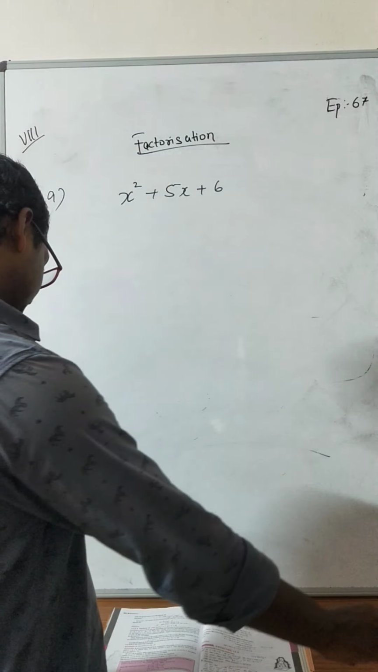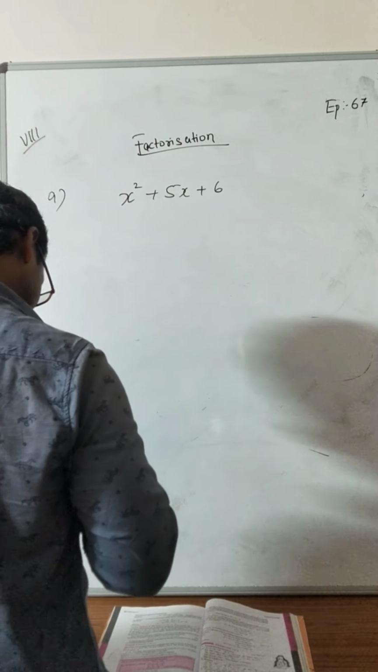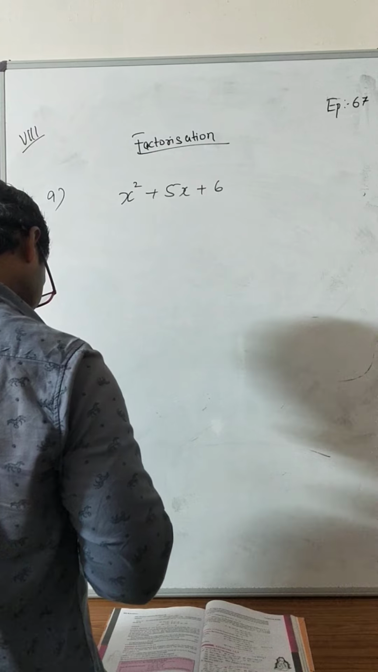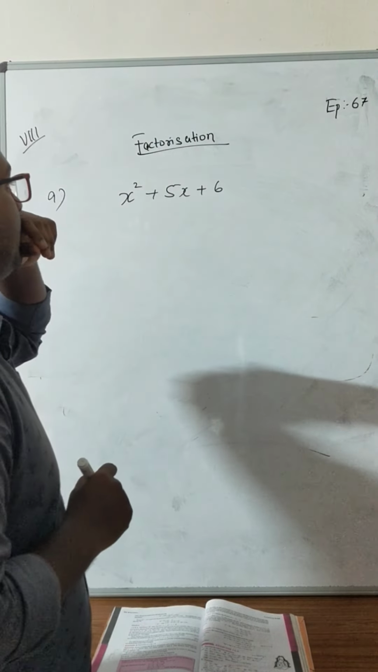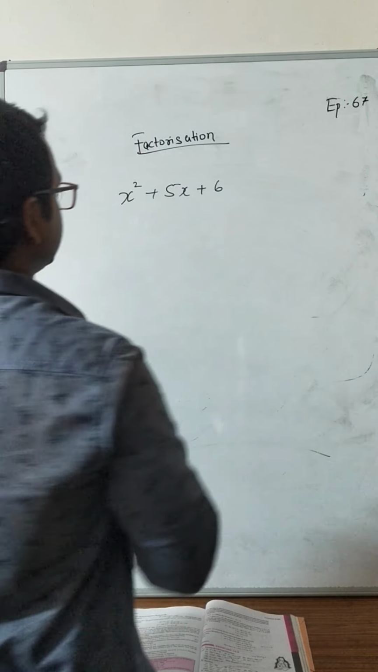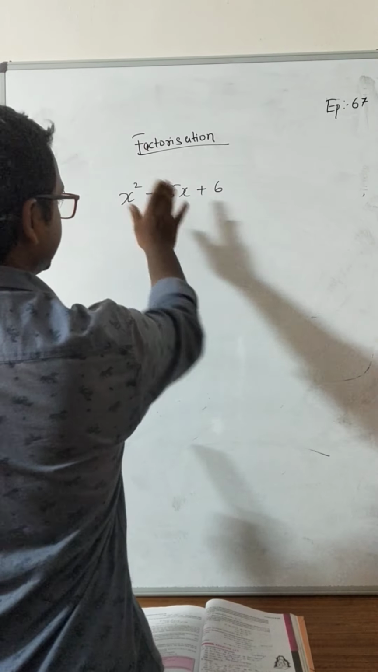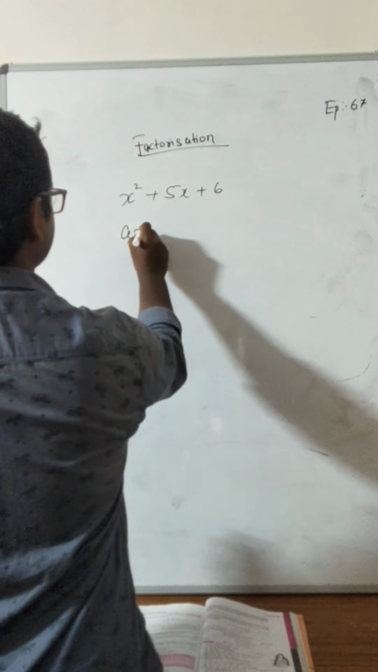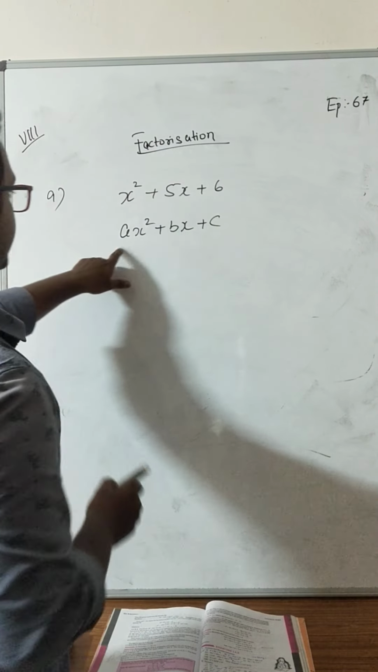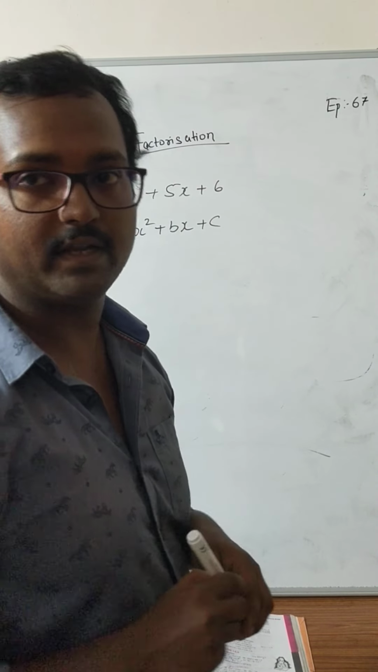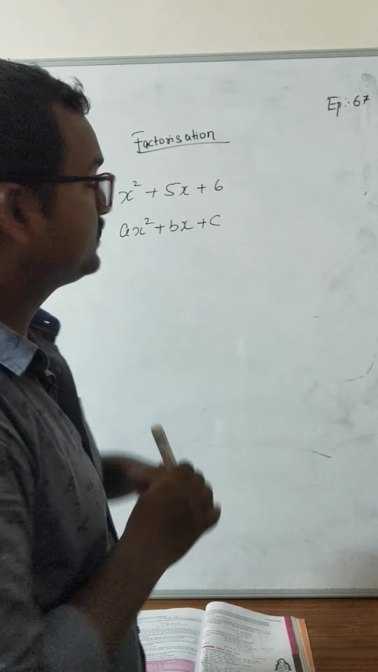Okay, now see students, we have to factorize this one. Now for this, remember this is a quadratic equation, which is ax square plus bx plus c. Okay, this is how it looks. Quadratic equation means the power is 2.